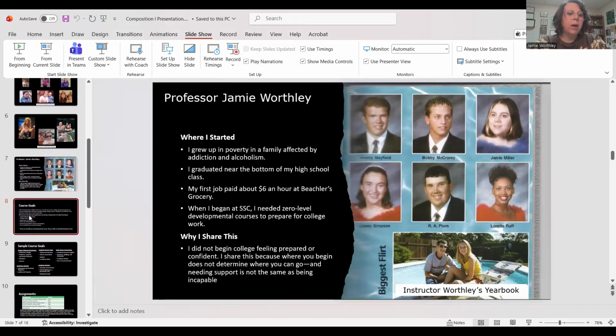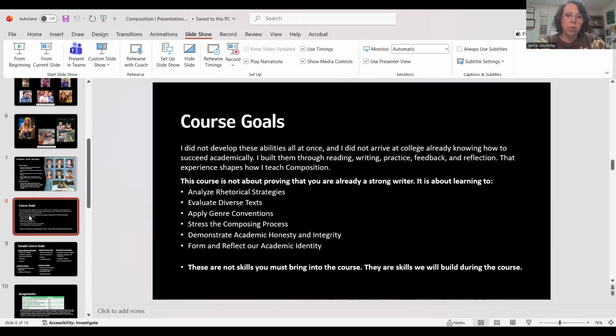And then by about slide 8, we kind of go into some course goals. And these are all straight from the syllabus. This is kind of like a presentation for those who get lost in the syllabus. So if you find yourself overwhelmed by the syllabus, just go to the presentation. And this is what it really kind of comes down to. So some goals that we have, we want to analyze rhetorical strategies, evaluate diverse texts, apply some genre conventions. We really want to stress the composing process, and that's going to be handwritten. You might hate me for that, but it's going to be handwritten.